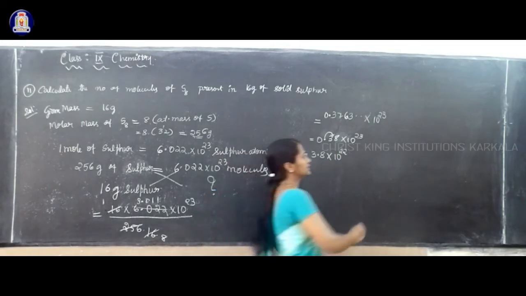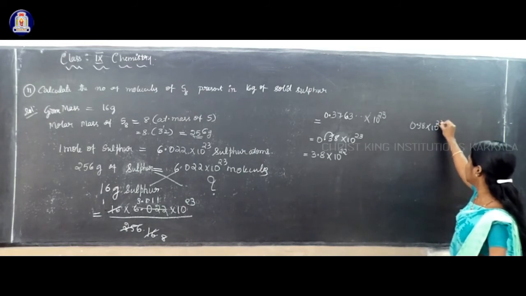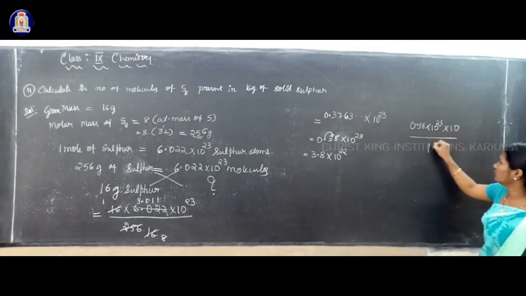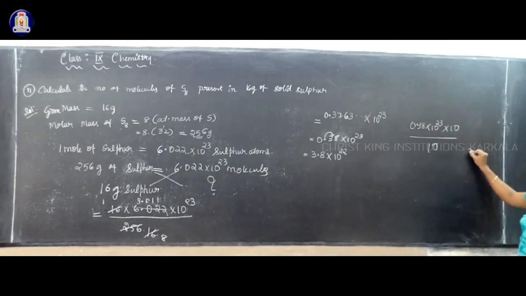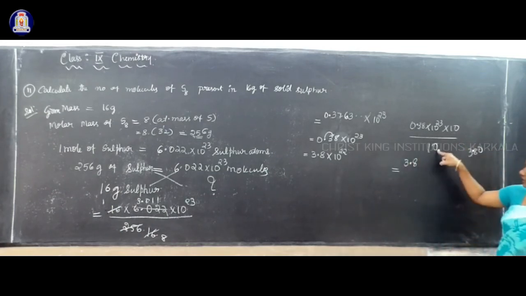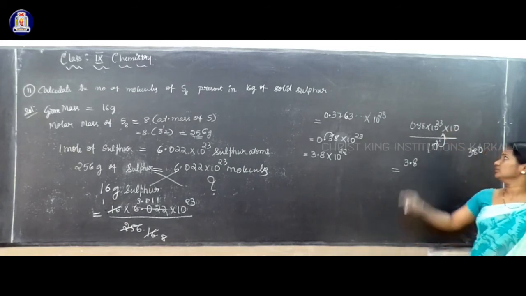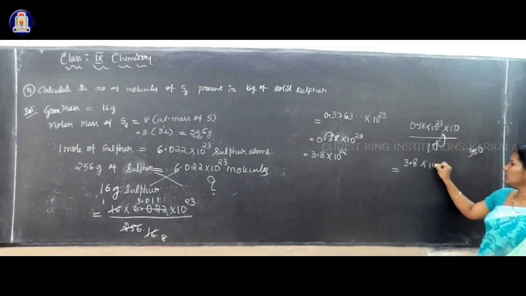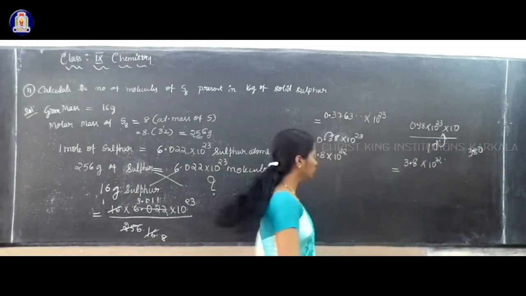How is this? This is 0.38 into 10 to the power 23. When you multiply 0.38 by 10, you will get 3.80, that is 3.8. This 10 to the power plus 1, when you take to the numerator, it will be minus 1. So 23 minus 1 will become 10 to the power 22. That is 3.8 into 10 to the power 22.